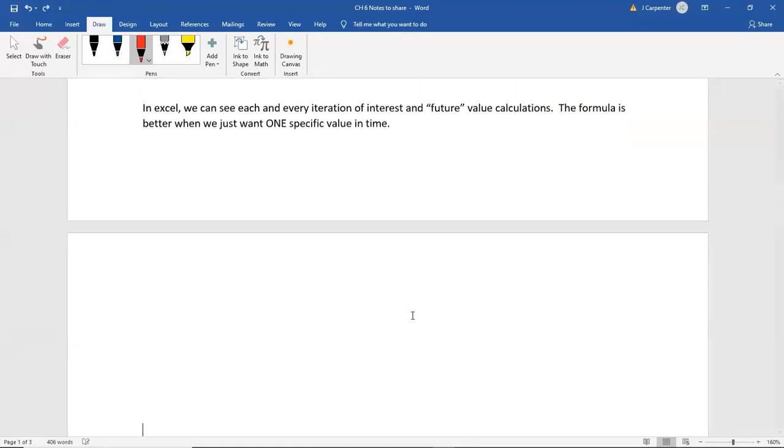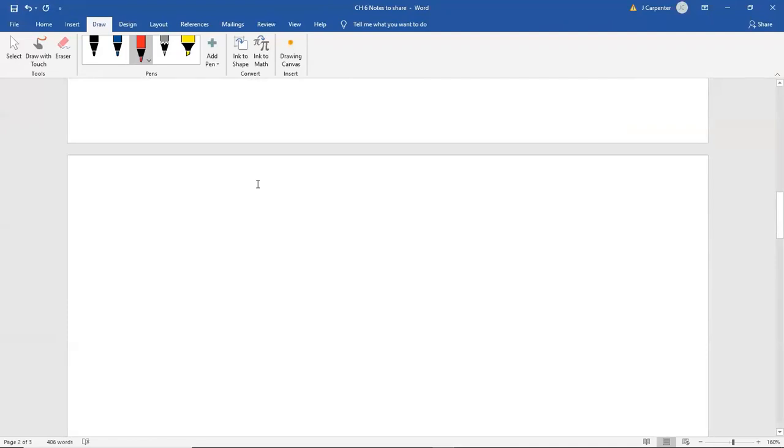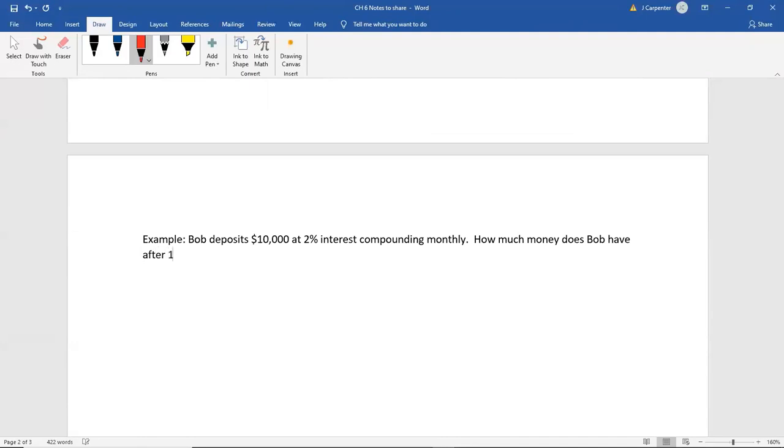All right, so example number, whatever, doesn't matter. Bob, our buddy Bob, deposits $10,000 at 2% interest, compounding monthly. How much money does Bob have after 1 year, 10 years, 40 years? How does this compare to when he compounded annually?